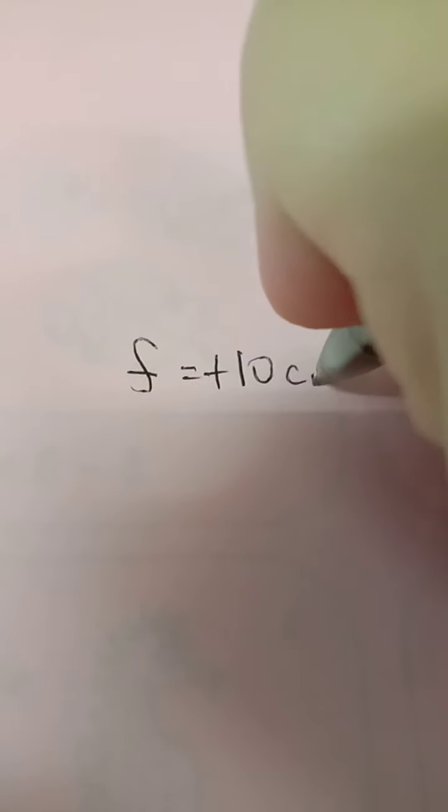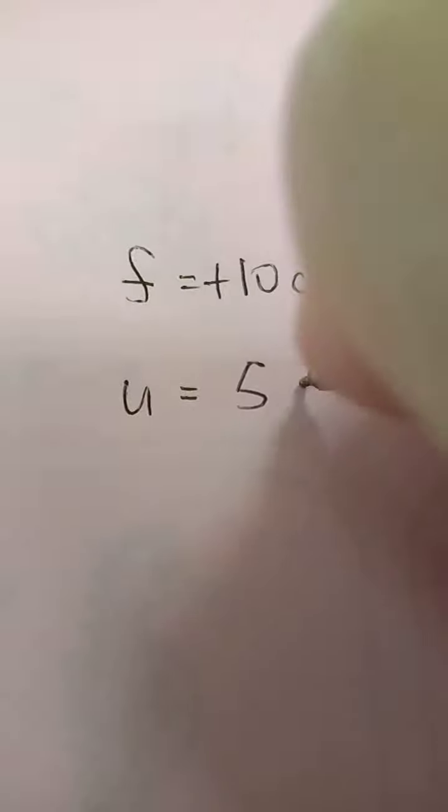Okay, we go on to the next question. A spherical mirror has a focal length of 10 centimeters. For a mirror, if the focal length is positive 10 centimeters, it shows that this is a concave mirror. Find the position of the image if the distance of the object from the mirror is 5 centimeters. So u is 5 centimeters.